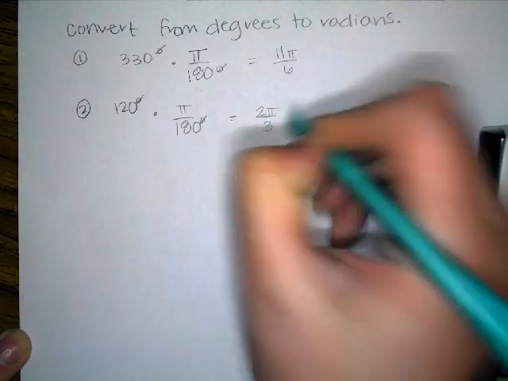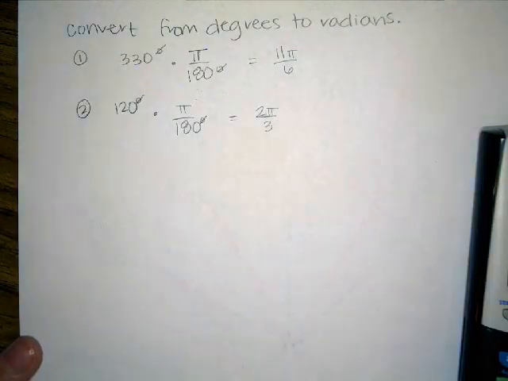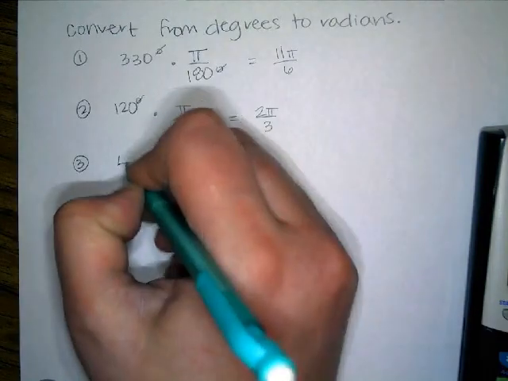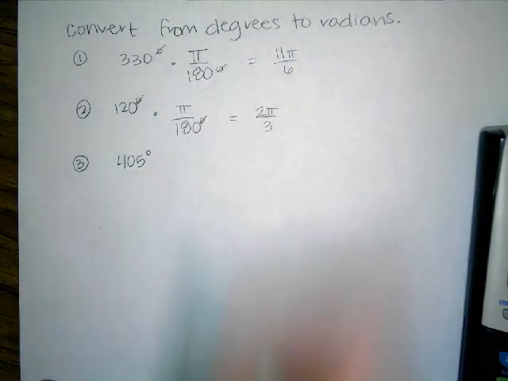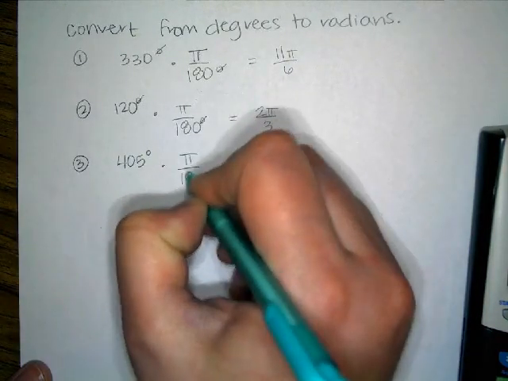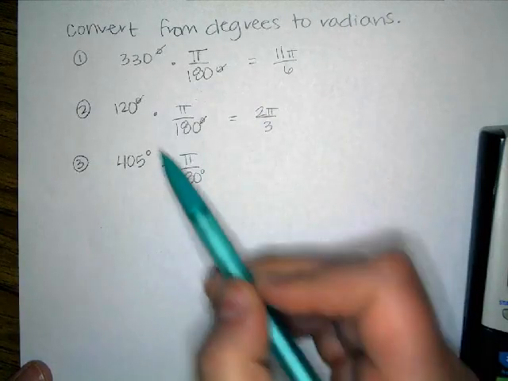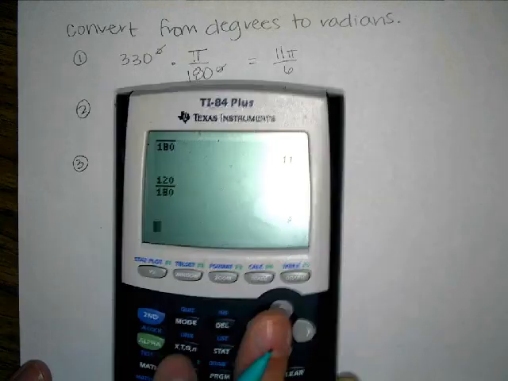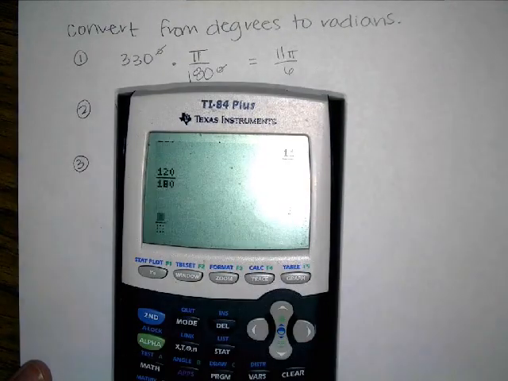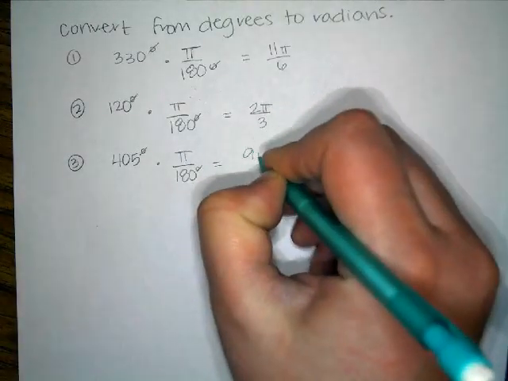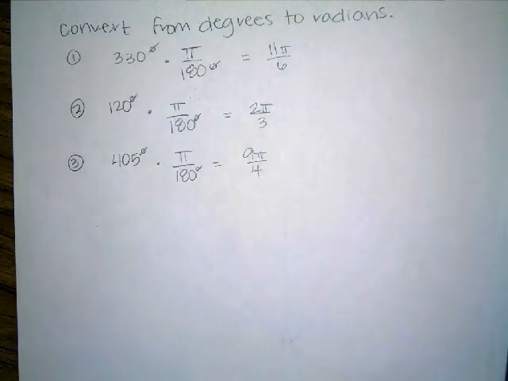Last, we're going to do 405. So I'm going to multiply that by pi over 180 degrees. My bubbles cancel. I'm going to type in 405 over 180. My fraction is 9/4, so I get 9 pi fourths. Okay. Does that make sense for converting into radians?